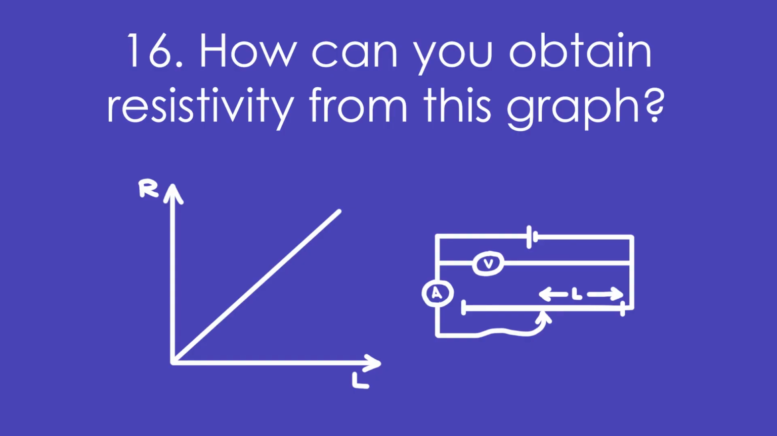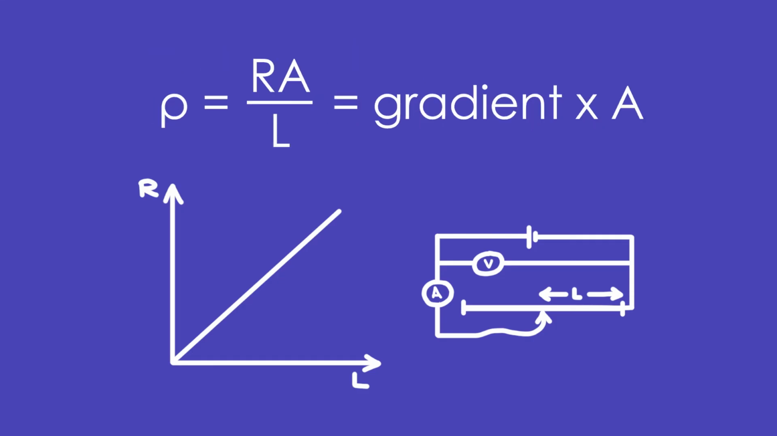16. How can you obtain resistivity from this graph and this circuit? The rearranged version of the equation is rho equals RA over L. The gradient is R divided by L, so therefore rho is equal to the gradient times A.